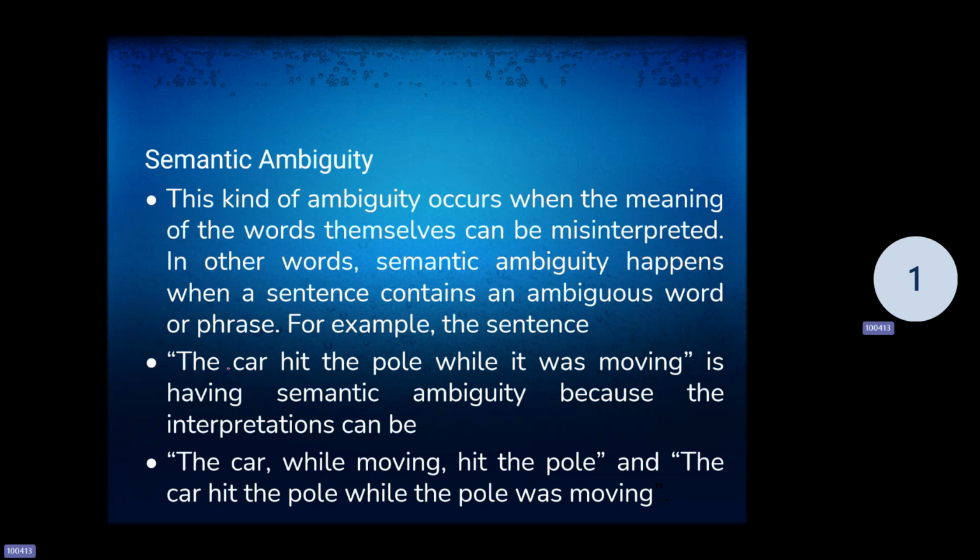For example, the car hit the pole while it was moving. It means that the car, while moving, hit the pole, or the car hit the pole while the pole was moving. It's an ambiguity in the sentence, in the verb.